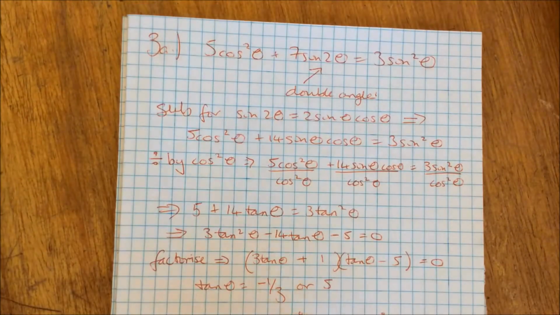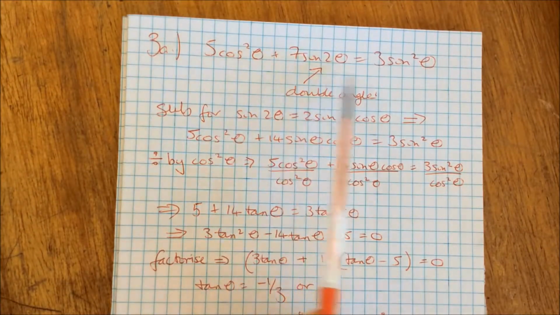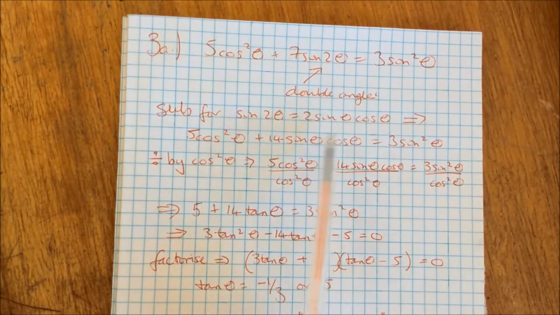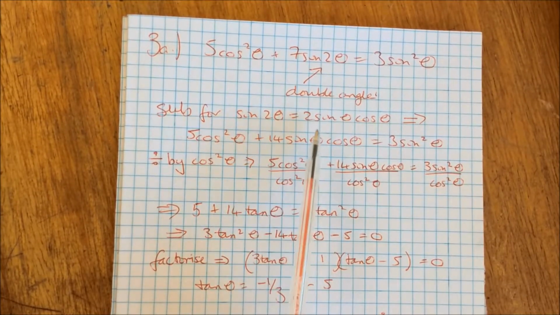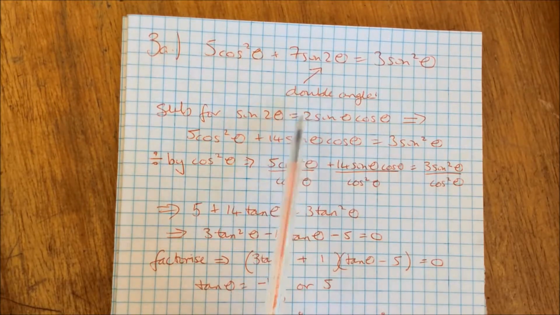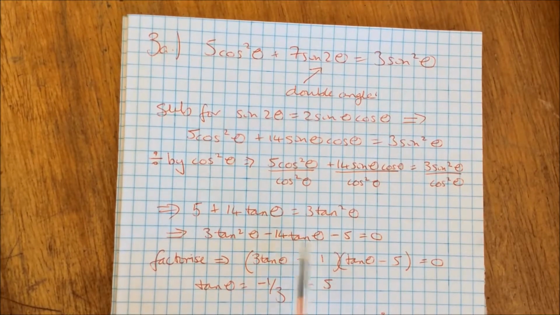So this is how you do it. Here's the equation they're giving you. You need to spot that is the double angle there, sine 2 theta. So let's swap it for this one. Sine 2 theta equals 2 sine theta cos theta. And it then looks like that. Don't forget you've got to multiply the 7 by the 2. Now, we know we've got to turn it all into tan.